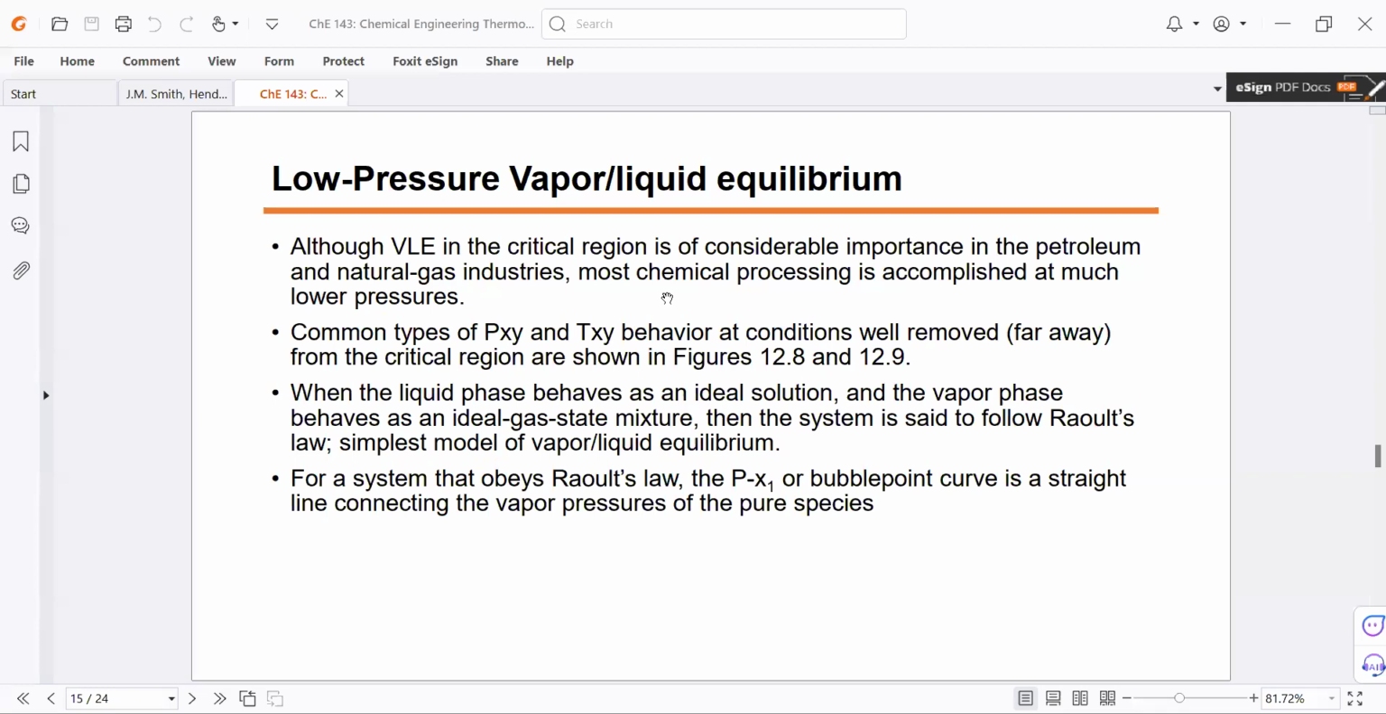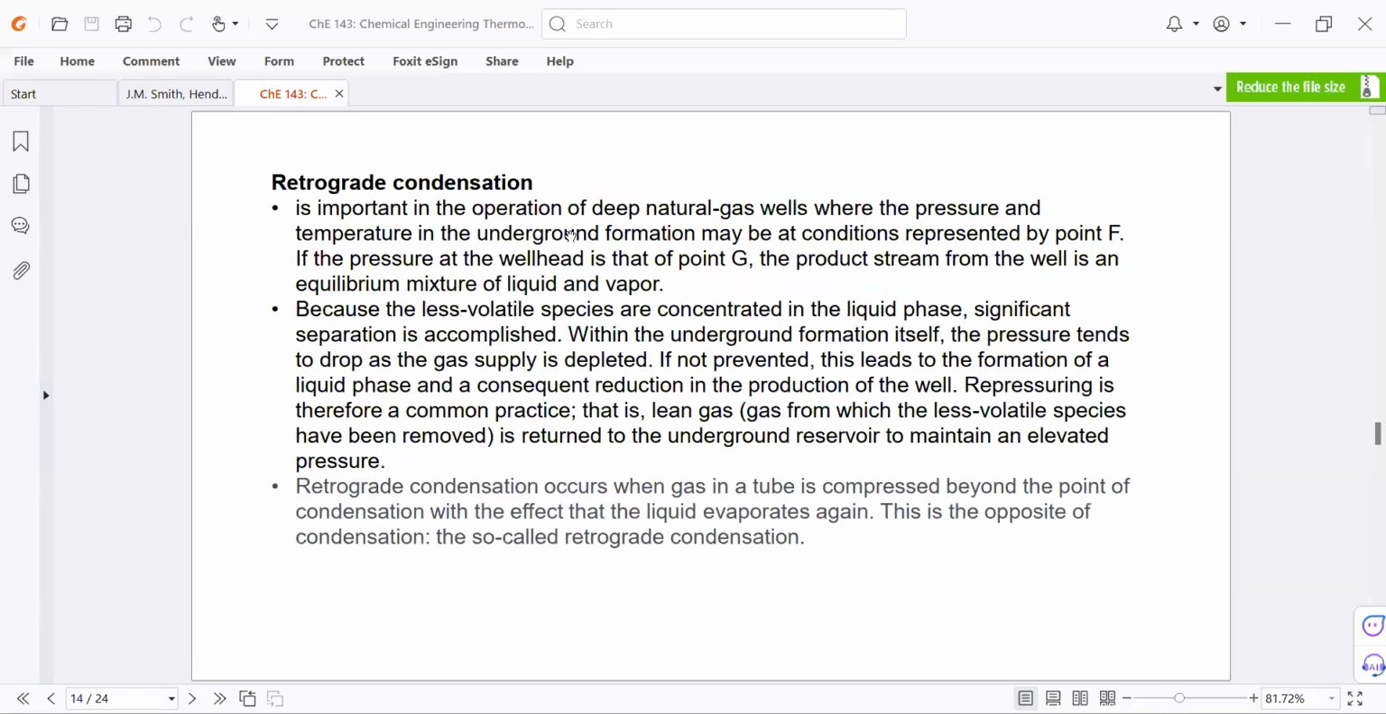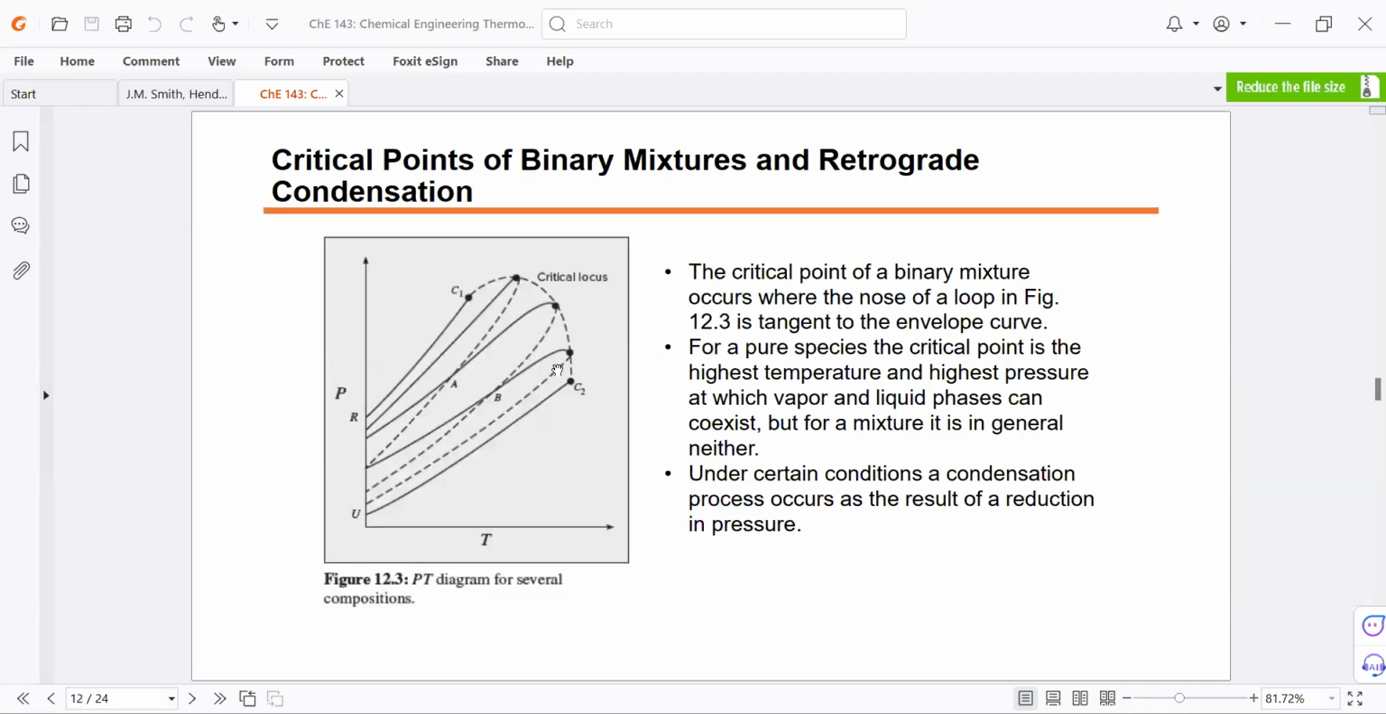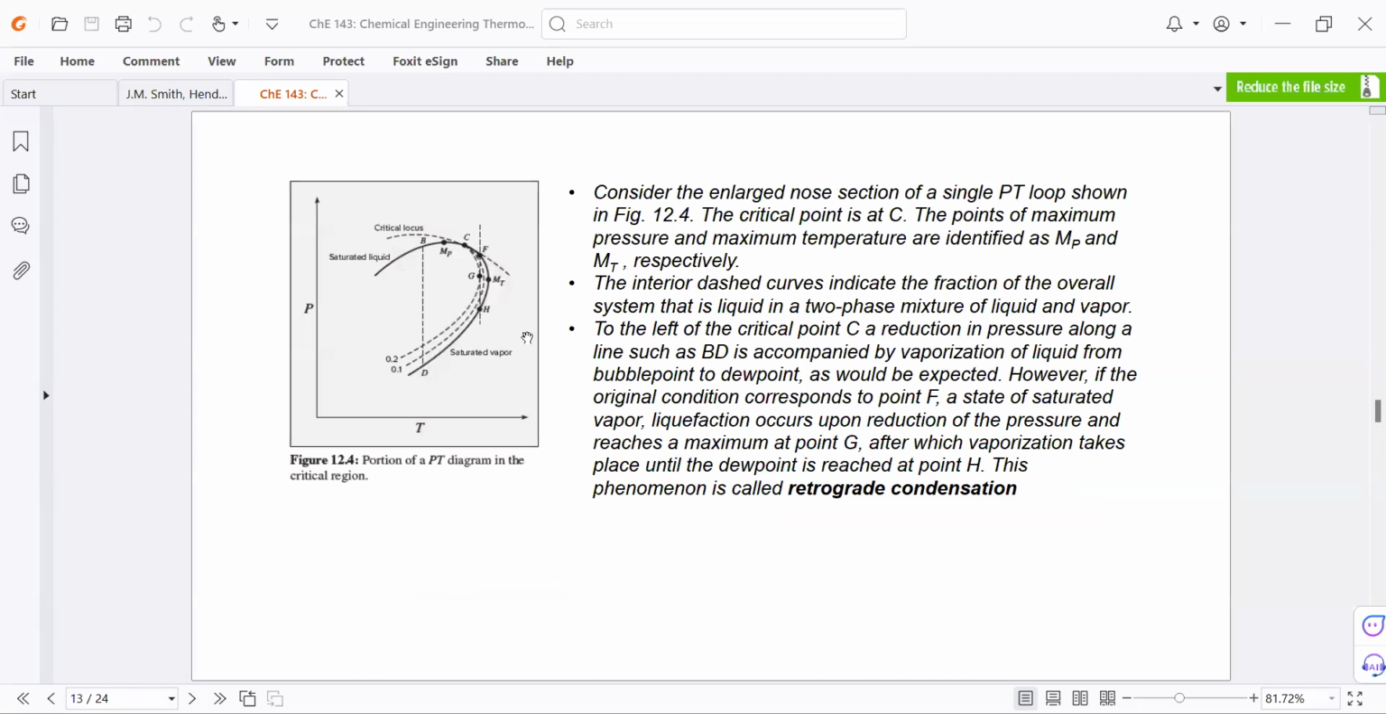Okay, let's proceed. Now we will discuss low pressure VLE. Before, in our diagrams, we showed the critical points. Although VLE in the critical region is of considerable importance in the petroleum and natural gas industries, as we have discussed before, where we discussed retrograde condensation.